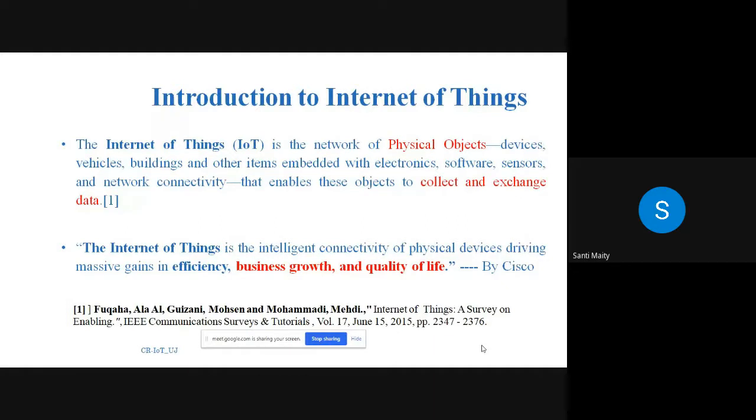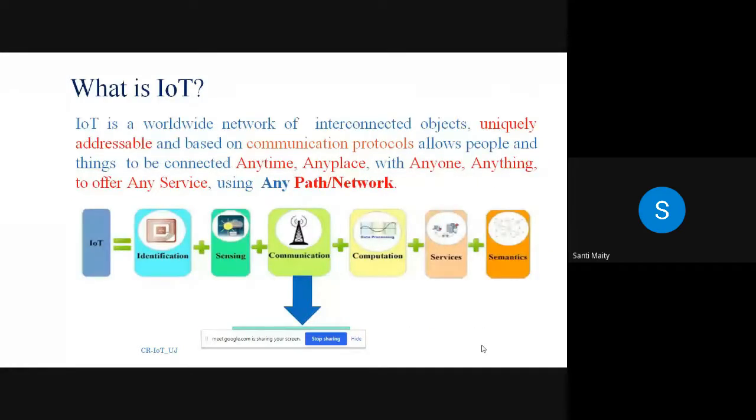And there are other ways people define this. Cisco defined IoT as the intelligent connectivity of physical devices, aiming towards massive gain in efficiency, business growth and quality of life. So we can think of it in a bigger way in the framework of the communication perspective. IoT, or Internet of Things, is intelligent connectivity of numerous heterogeneous devices. The main objective of IoT is to connect numerous heterogeneous devices to systems to offer smart services using minimum resources. And those resources may be hardware, power, complexity, or cost and expenses.